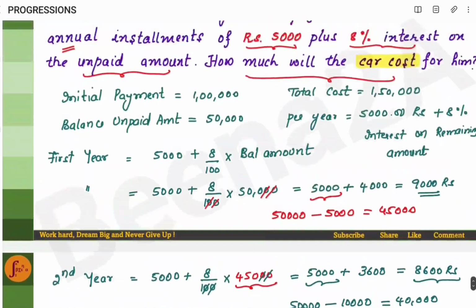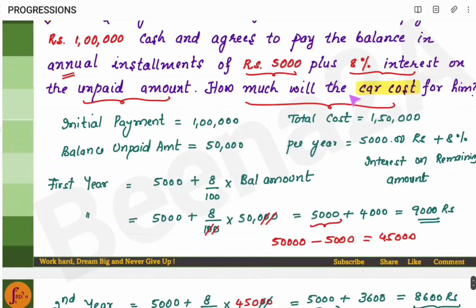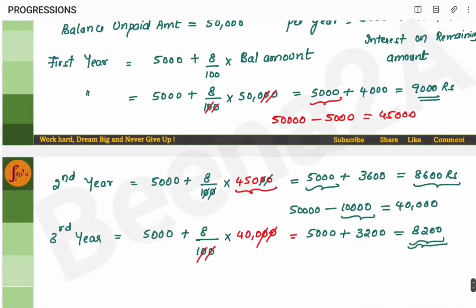We need to find out what? What do we need to find out? We need to find the cost price, that is, the total cost. If you see, he's paying 5,000 every year with interest. Right? Now we'll have to start calculating.